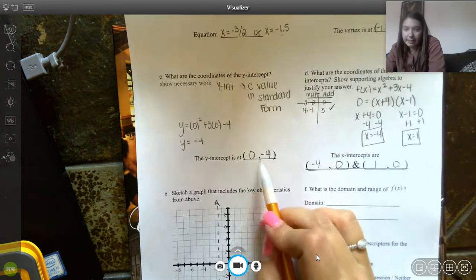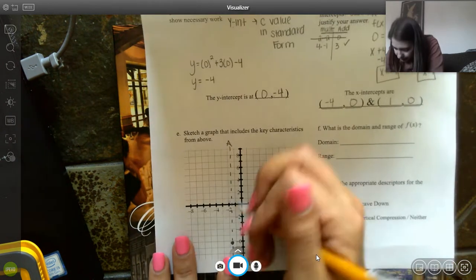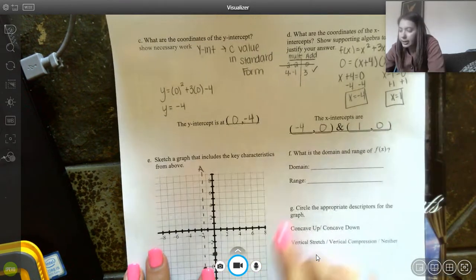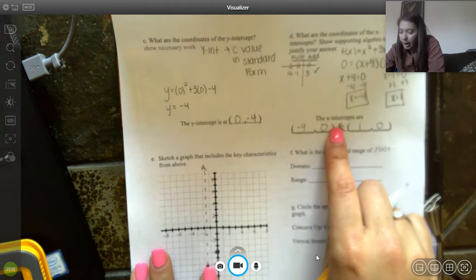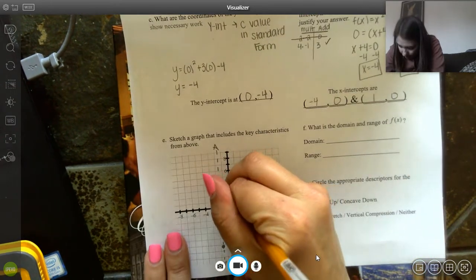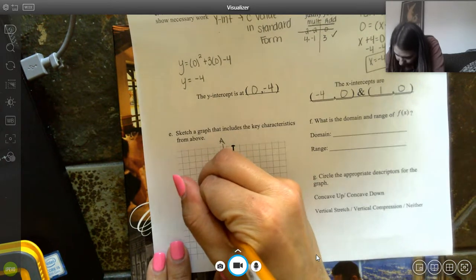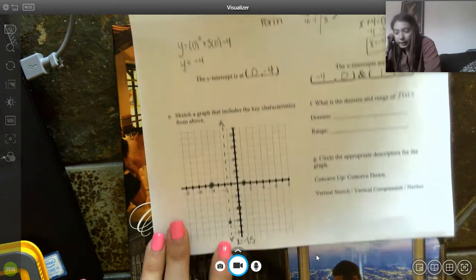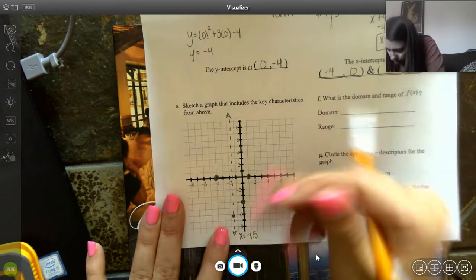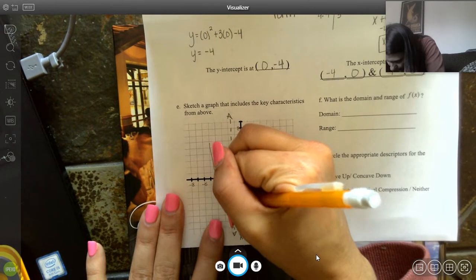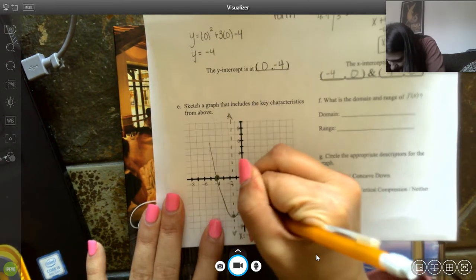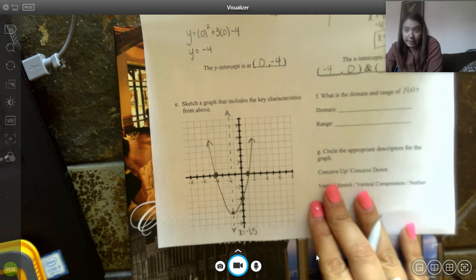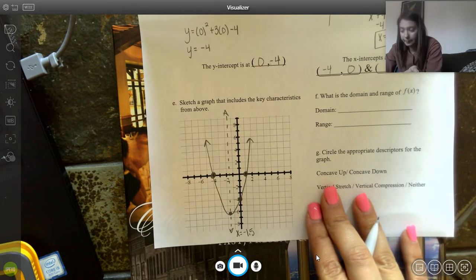We know our y-intercept is at 0, negative 4. And that's this point right here. Okay. And then last but not least, we know our x-intercepts are negative 4, 0, and 1, 0. So we can plot that 1, 0, negative 4, 0. Okay. And really, once we have all of those key pieces of information, we can go ahead, make sure that our parabola is rounded at the bottom, not like a V. Make sure it crosses through the y-intercept, both x-intercepts. Make sure it has arrows at the end, and that is our parabola.